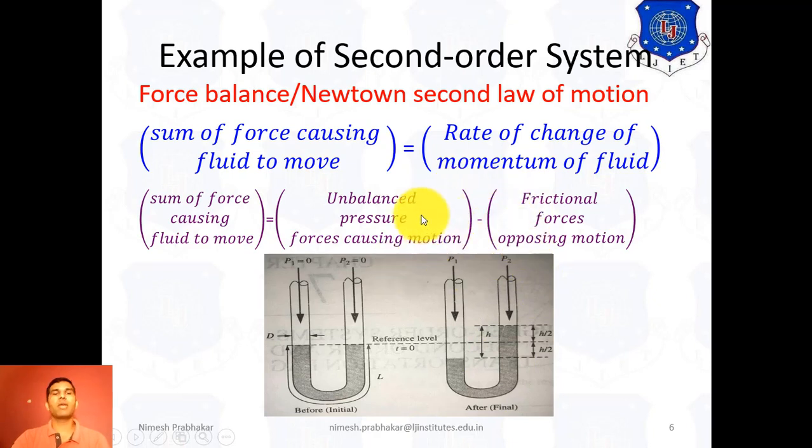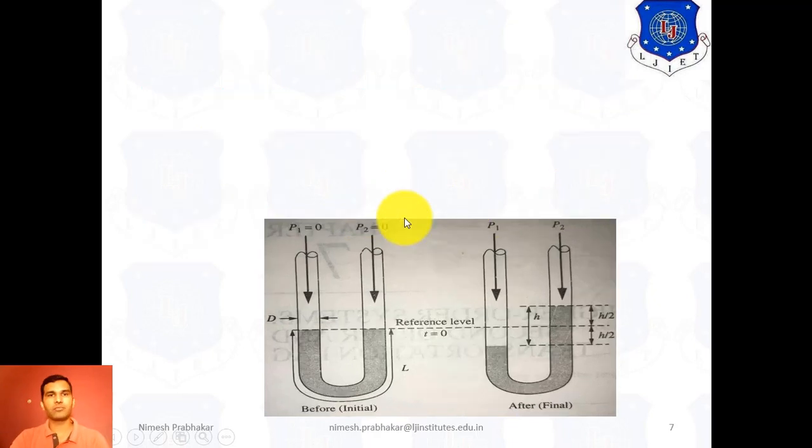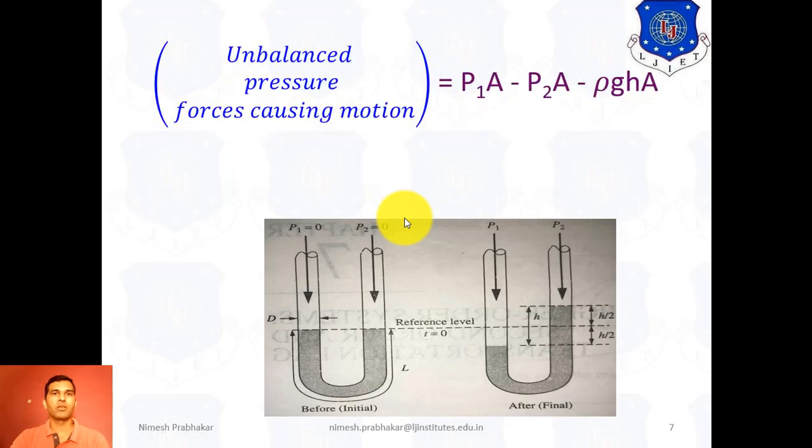Now first of all we calculate the unbalanced pressure force causing motion. For that we can write the unbalanced pressure force causing motion is equal to P1 times A minus P2 times A minus rho g h A. Now the question occurs in your mind, how does this term come?